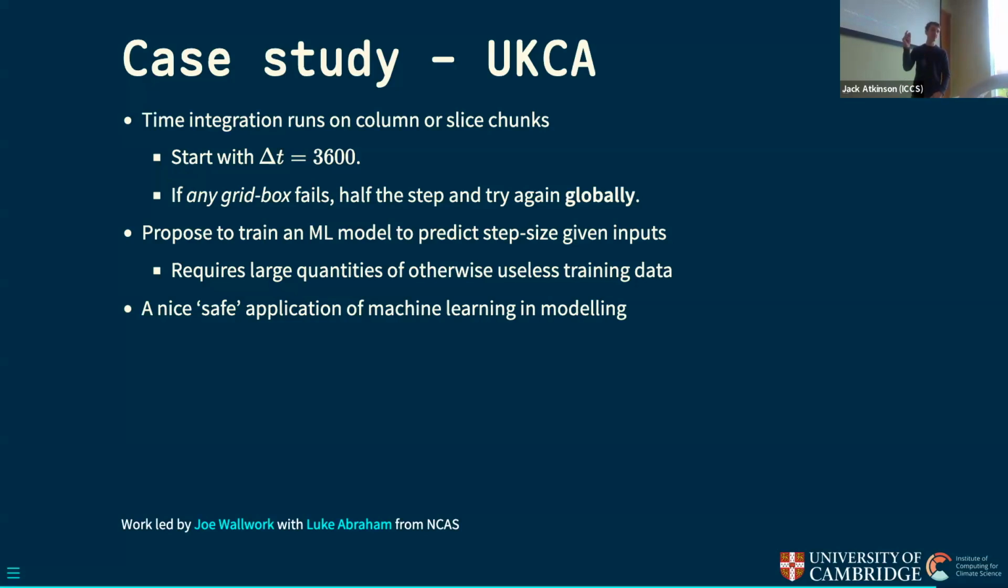So it's got a nice, safe application of machine learning in a way, because if you replace your physics model with machine learning, then all sorts of things can happen. But if you just allow it to choose your time step, then if it gets it wrong and chooses too large a time step, you'll just fall back on the original logic and halve the time step again. If it chooses one that's too small, then it's not necessarily the end of the world. It might just be unnecessarily small.